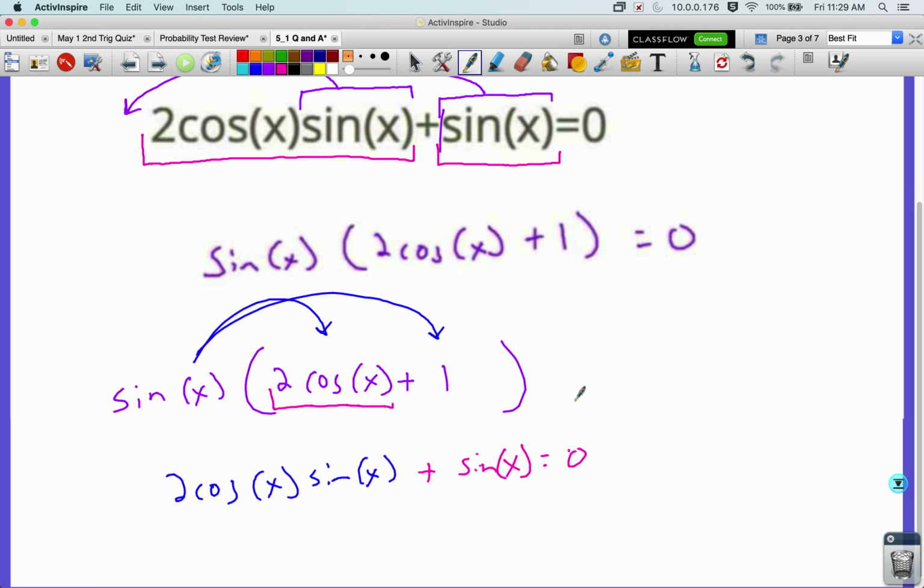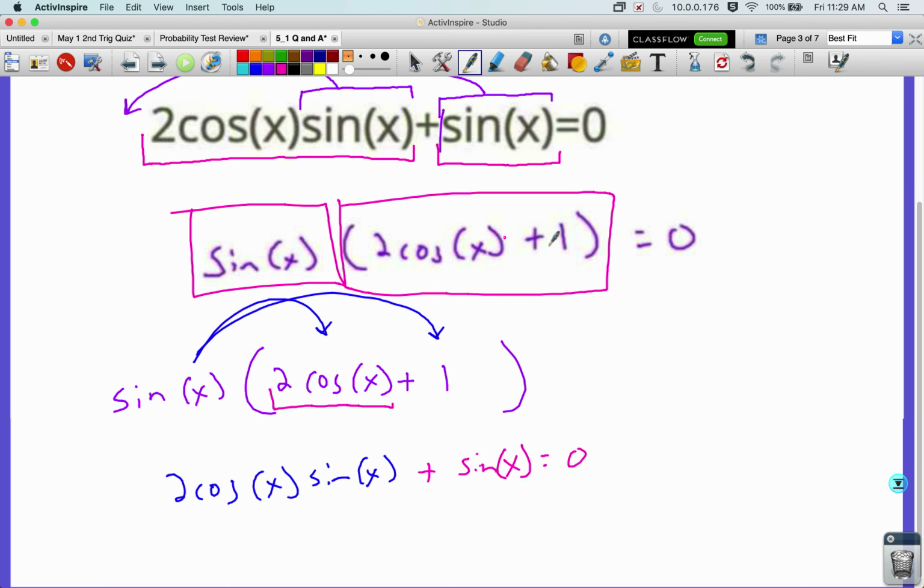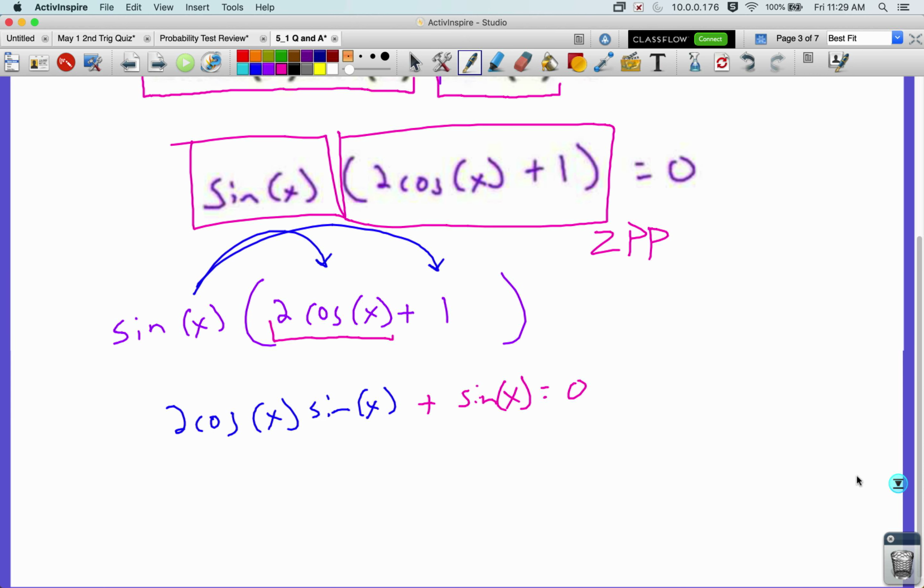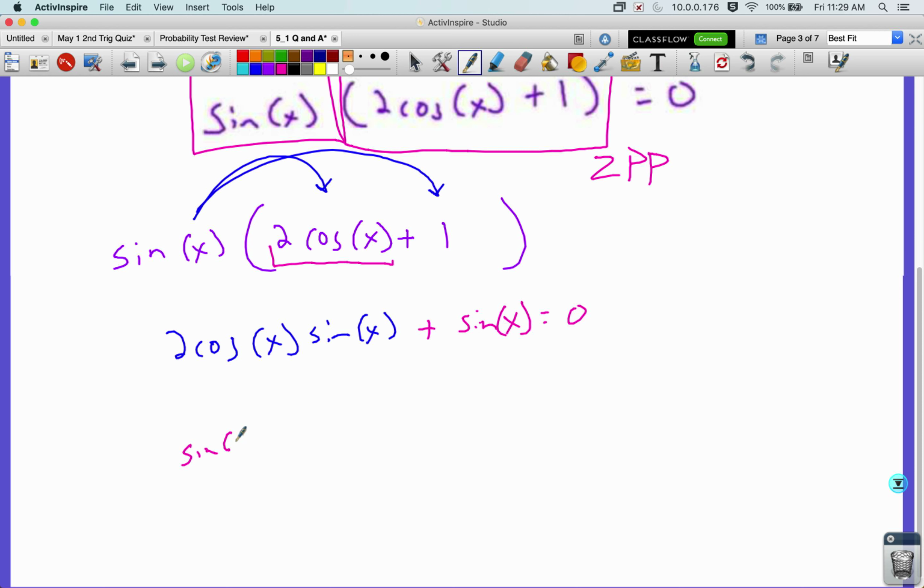All right, and then why are we doing this? Well, once it's factored into these 2 factors here, I can use the zero product property to set them both equal to 0. So I get sine of x equals 0, and 2 cosine of x plus 1 equals 0, and then I can solve these both because they just have one trig function, very easy to solve.